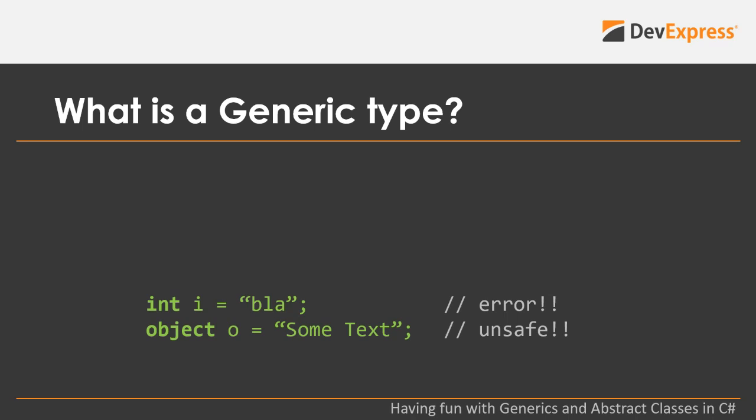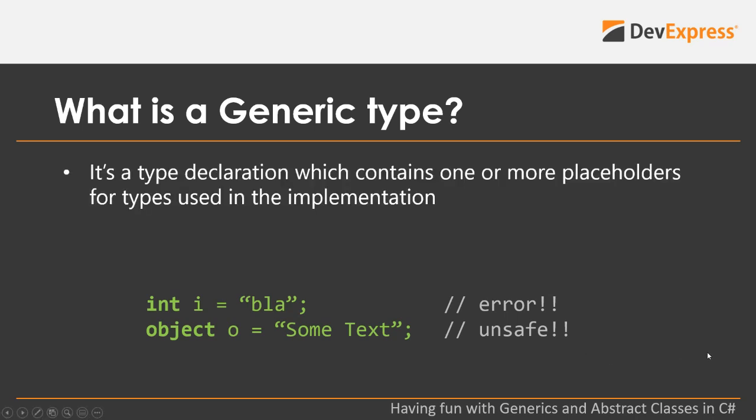And I've already put in some code here, but I'll touch that in a second. A generic type is a type declaration which contains one or more placeholders for types used in the actual implementation. So what does that mean? It means that we don't need to deal with unsafe code. And this also means that Visual Studio again has a great experience for you to work with those types.